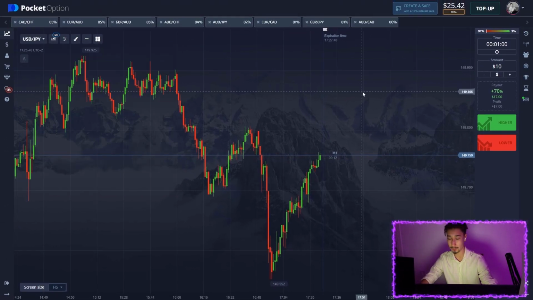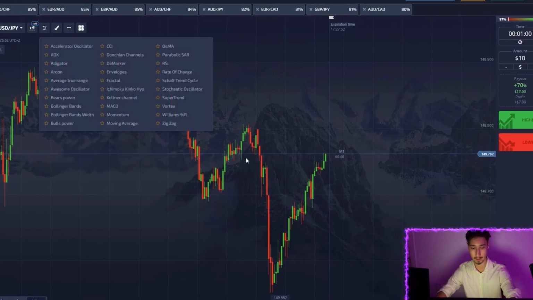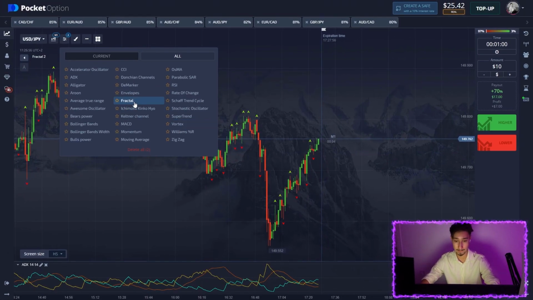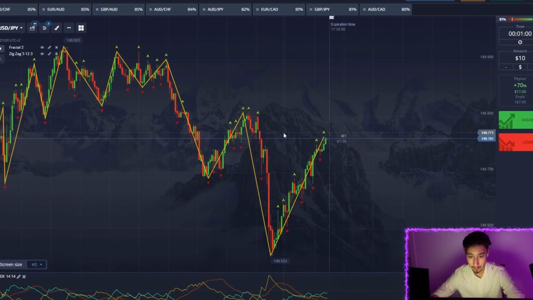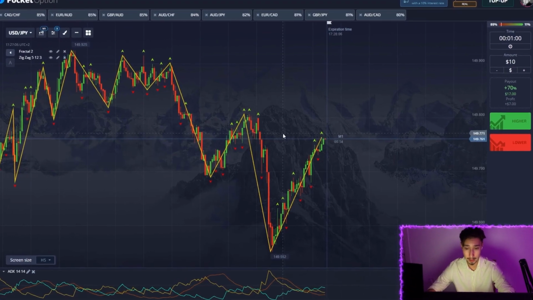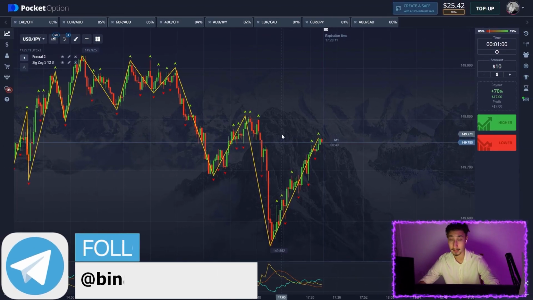Let's choose those currency pairs. That's going to be all right. Let's choose indicators. It's going to be ADX and a fractal. ADX is going to help us determine the market's mood. When opening our trades, we're going to look at the fractal and zigzag and a little bit of technical analysis, of course.